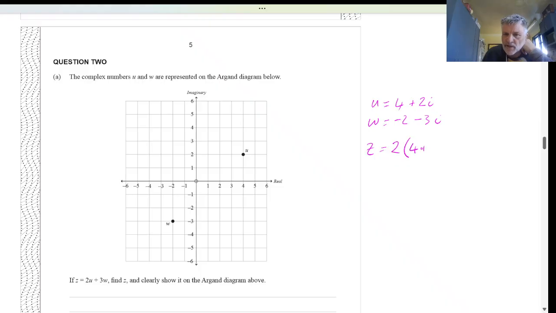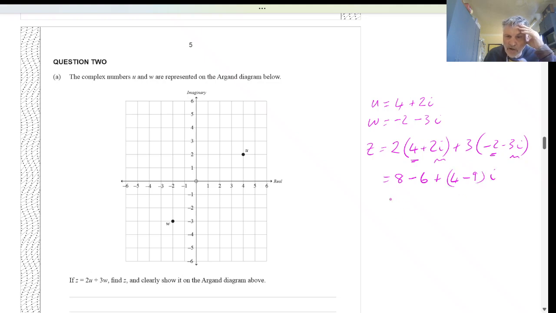2 times 4 plus 2i plus 3 times minus 2 minus 3i. I like to collect together the real terms first and then the imaginary terms. So 2 4s are 8, 3 times minus 2 is minus 6, plus 2 2s are 4, and 3 times minus 3 is minus 9, all of that times i, so we get 2 here, minus 5i. And that's, I think, reasonably straightforward.